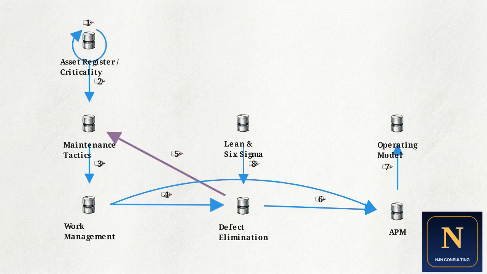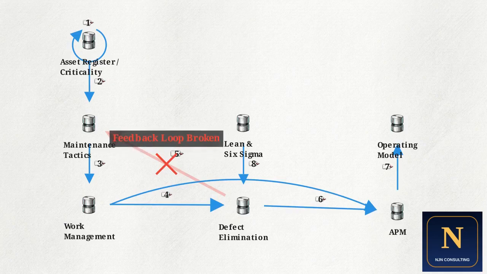The most common point of failure is right here at Flow 5, the pathway from defect elimination back to maintenance tactics. Often, a root cause is found, but the actual maintenance tactic in the system is never updated to prevent the failure from happening again.